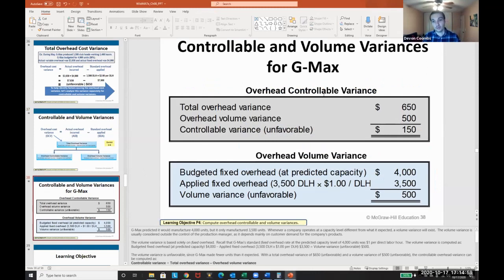And so here, for our overhead controllable variance, we had a total overhead variance of 650. Our volume variance is 500. And so our controllable variance unfavorable is 150. The overhead volume variance is budgeted fixed overhead of 4,000. Applied, we applied 3,500. So our volume variance is 500. And so these are just algorithmic. We know here that budgeted fixed overhead as a predicted capacity was 4,000. And we know how much we applied using the standard rates. So ultimately, we can determine what was unfavorable.